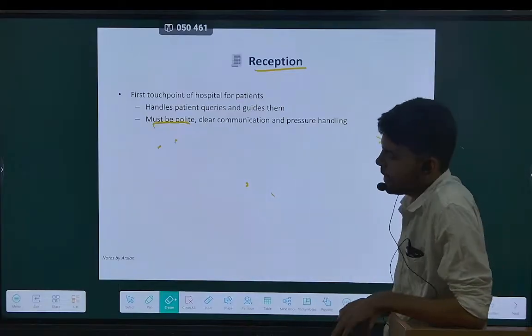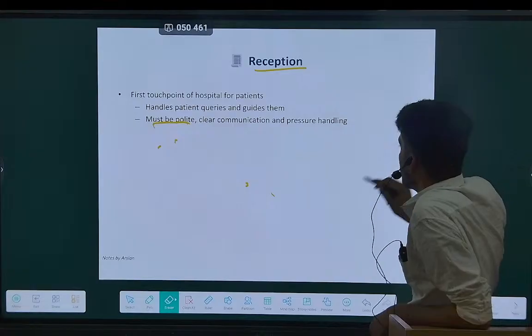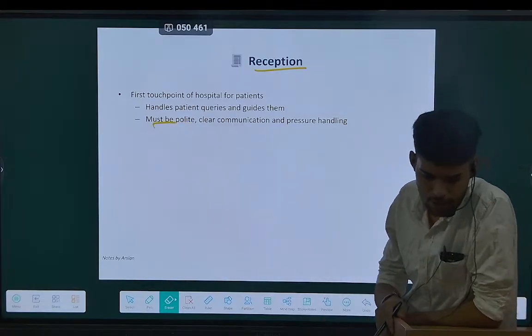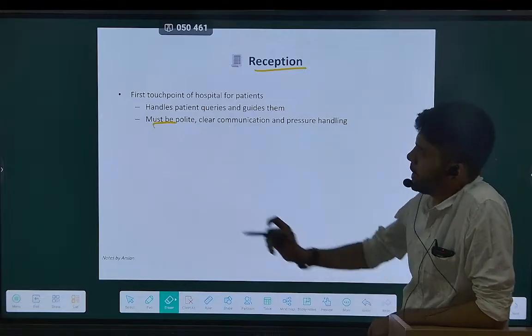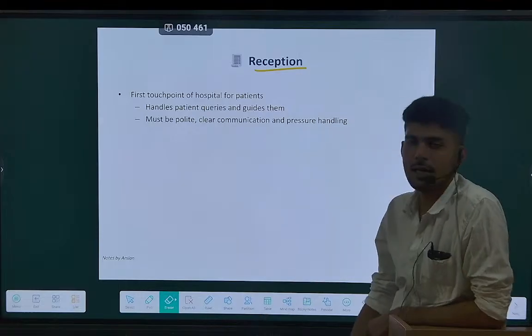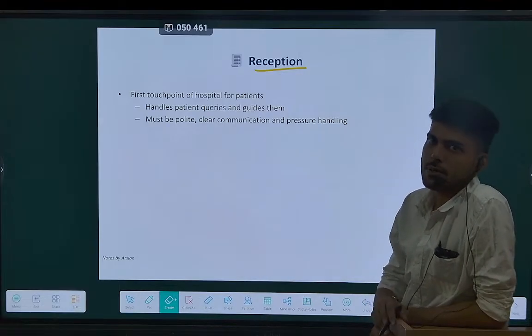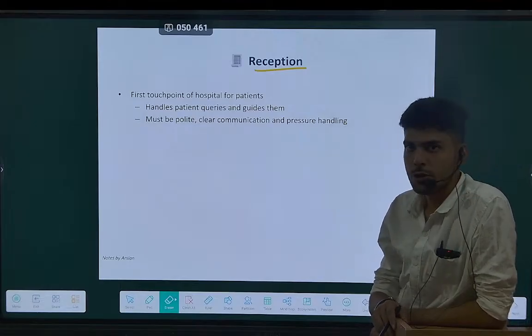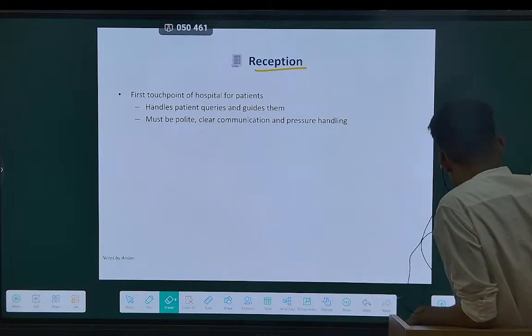Some other questions they will ask are like, where is the OPD? Where is a certain department? Where is radiology? Where is the pharmacy? So you need to have proper knowledge of the hospital, and anything that a patient asks needs to be answered by you. So you must have all these qualities within you. Now we will go to the next.